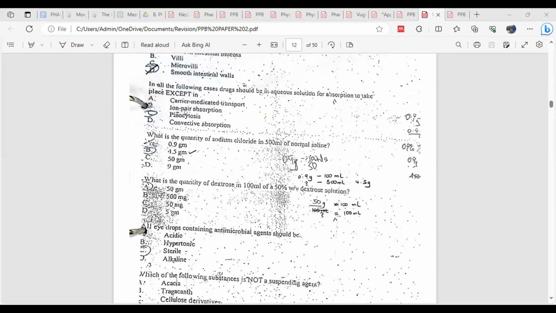All items containing antimicrobial agents should be acidic, hypertonic, sterile, or hydrox. Be sterile. Sorry, hiyo transport mmesema except. Ion pair. Oh, okay.